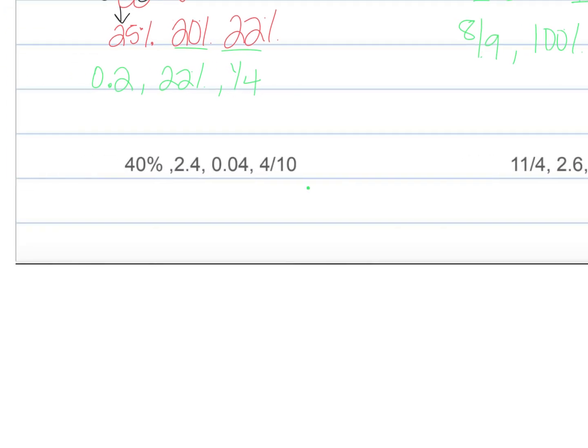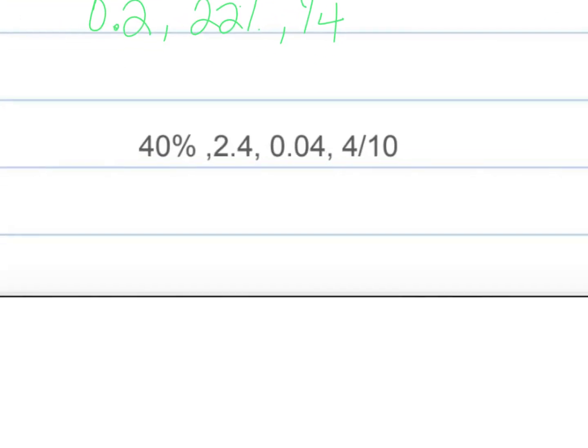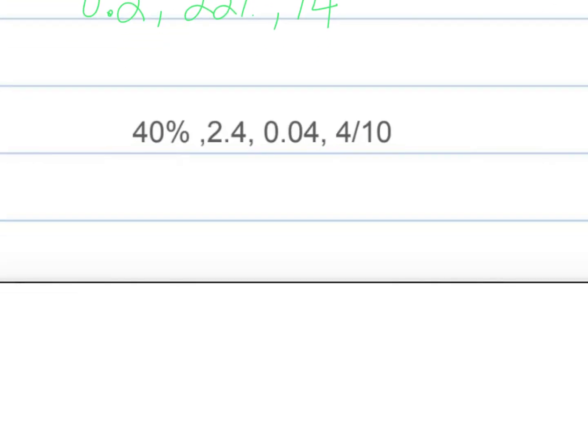Pause me and try this one on your own, and then I'll zoom in and do the other one after this one. So 40%, so I'm going to decide to write these as percents. So 40%, 2 to the right, add a 0 is going to be 240%. So 2 4/10 is 240%, which makes sense because remember 1 is 100%.